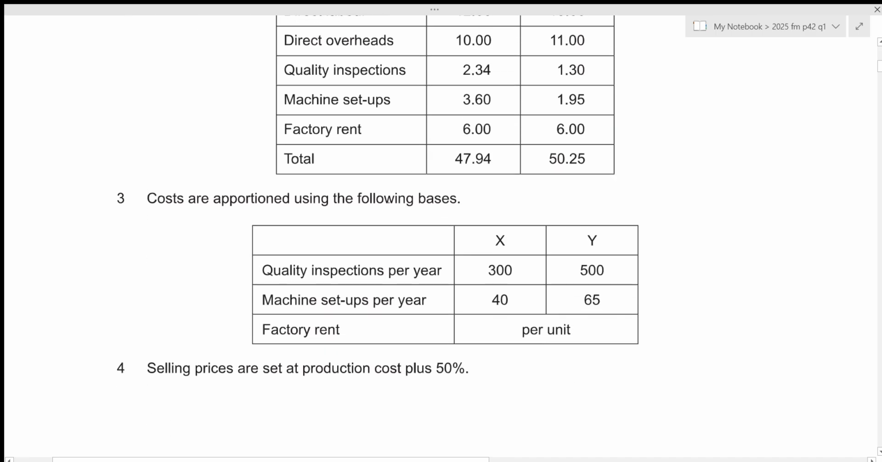Then costs are apportioned using the following basis. So we have been given the basis for each of the overheads as well. For the quality inspections per year, it is to be divided based on the ratio 300 is to 500. Then machine setups per year is to be divided based on the ratio 40 is to 65. And for factory rent, we are dividing it based on the number of units for each of the products X and Y. Then selling prices are set at production cost plus 50%. So 50% is given to be our markup in this case.